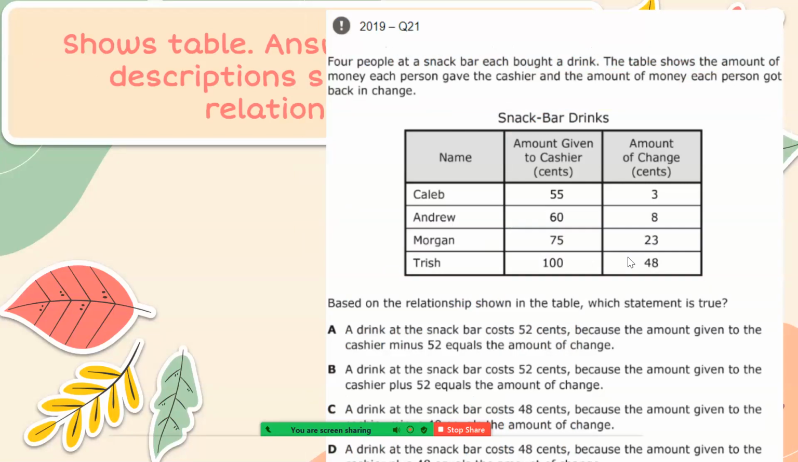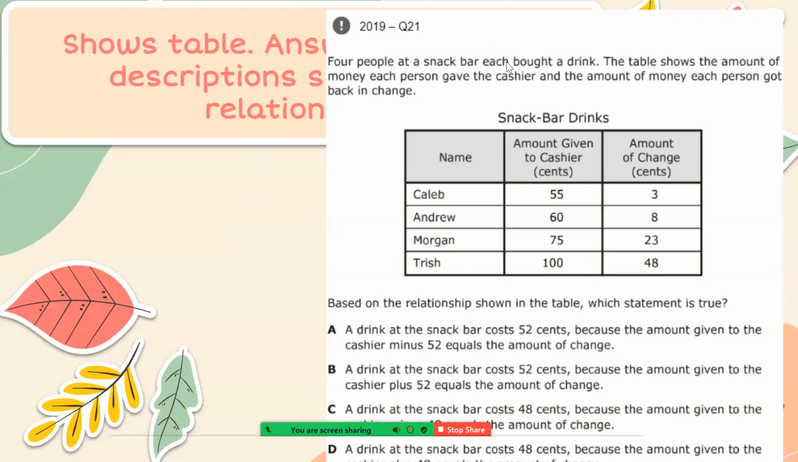Okay, so on this one, this is a different type, and I should have moved it down a little bit, but this one shows a table and then verbal descriptions to match the table. So it almost always asks, based on the relationship shown in the table, which statement is true. So there's kind of that predictability, even though this is kind of a hard type question.